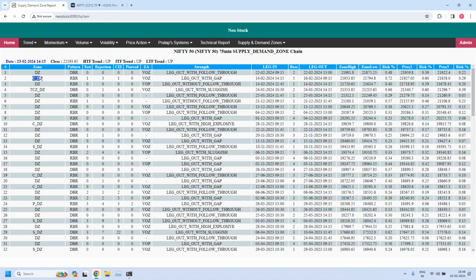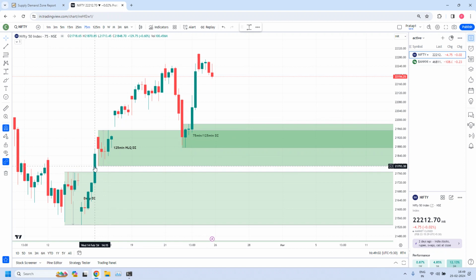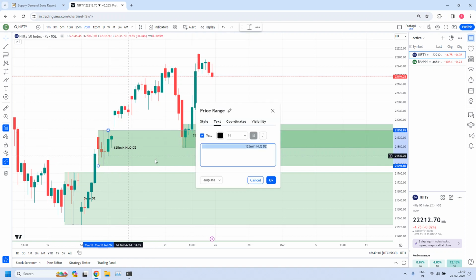But there is a high liquidity demand zone in 75 minutes. Already tested once, so 3 rejections are there. That means there is a strong order flow in this area. So what is it? 14 February, 14:15. After that, 5 base candles. This is the area. 14 February, 14:15. 1, 2, 3, 4, 5. That means the same area once again is acting as a 75 minutes or 125 minutes zone. Both are exactly the same.